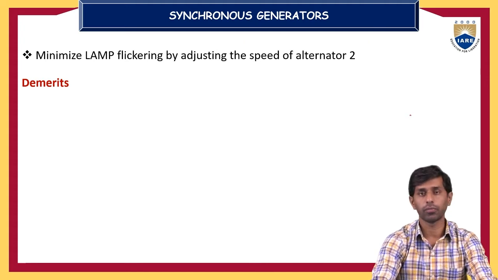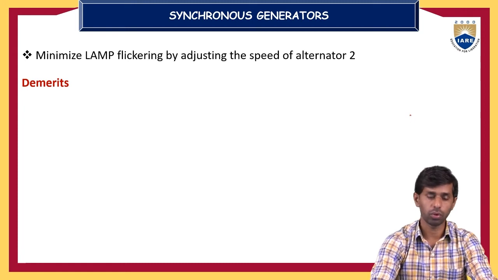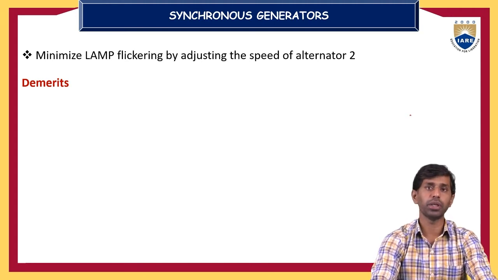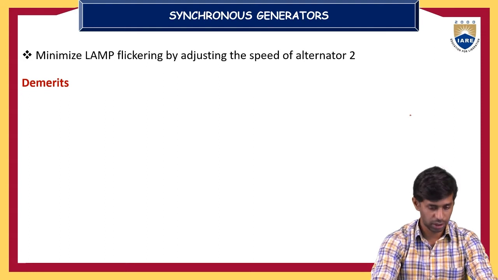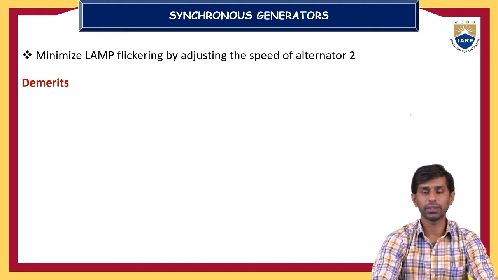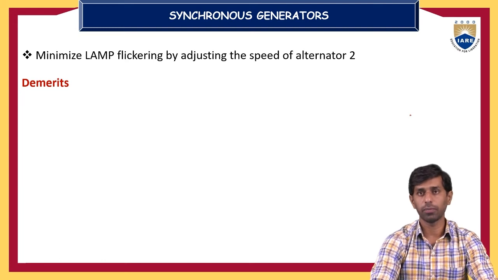Once the lamp flickering rate is minimized, observe the middle of the dark period. In the middle of the dark period, you have to close the triple pole single throw switch, that is TPST. You sense the middle of the dark period by minimizing the lamp flickering rate, adjusting the speed of alternator 2, and then close the switch. In that case, alternator 2 is connected to the bus bar, but it is under floating condition.